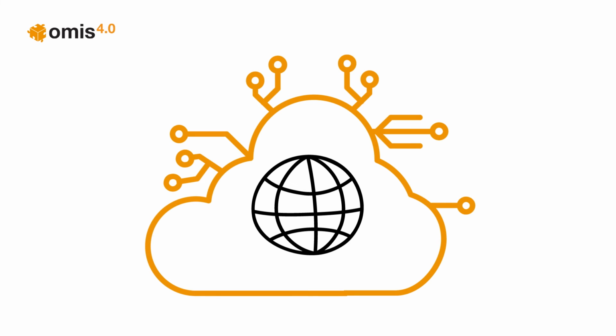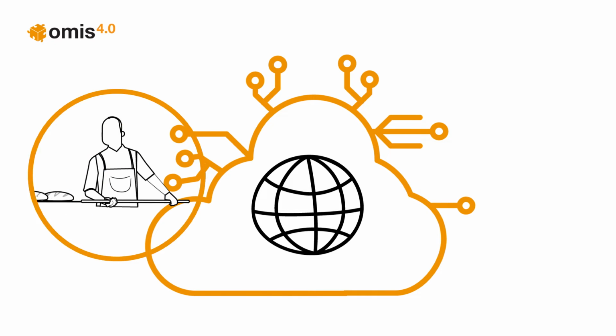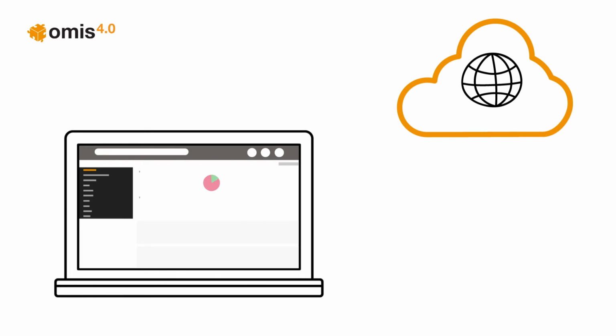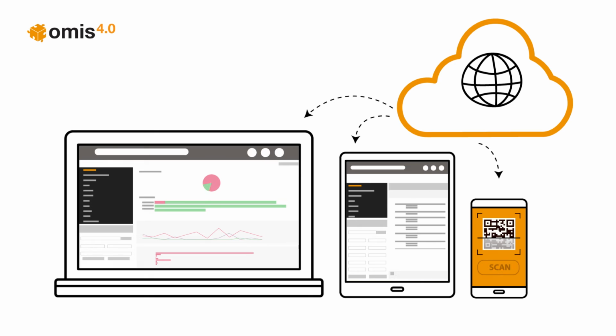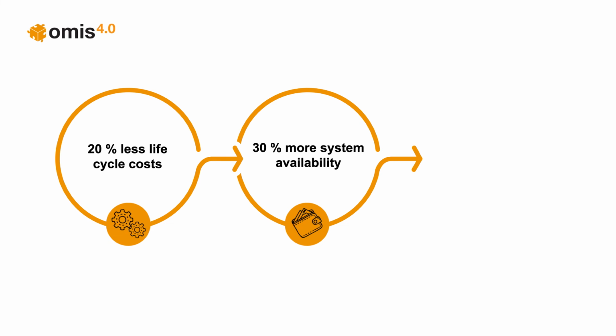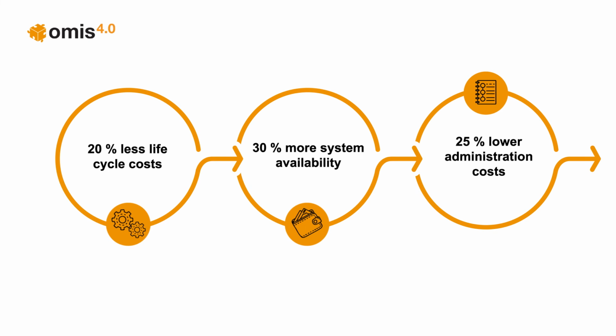omis 4.0 is a web-based and standardized software that has been specially optimized for the challenges of chain stores of all company sizes and can be used anytime and anywhere. The advantage: less lifecycle costs, more system availability, and lower administration costs.